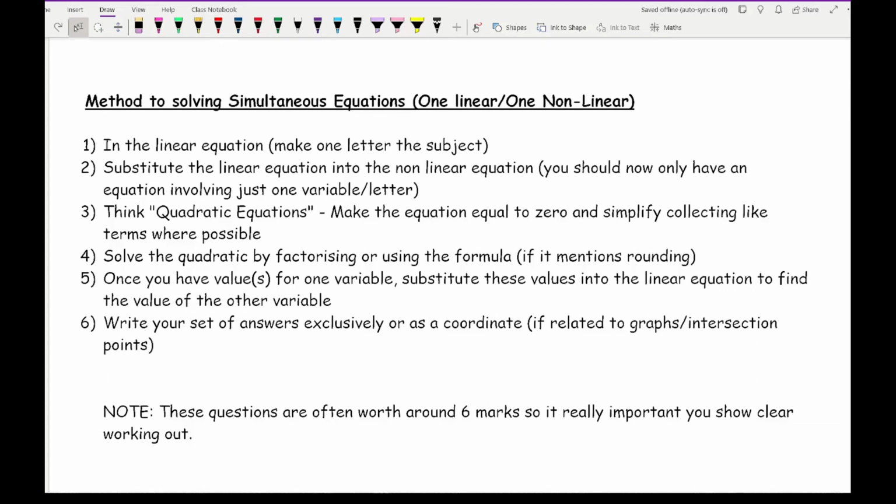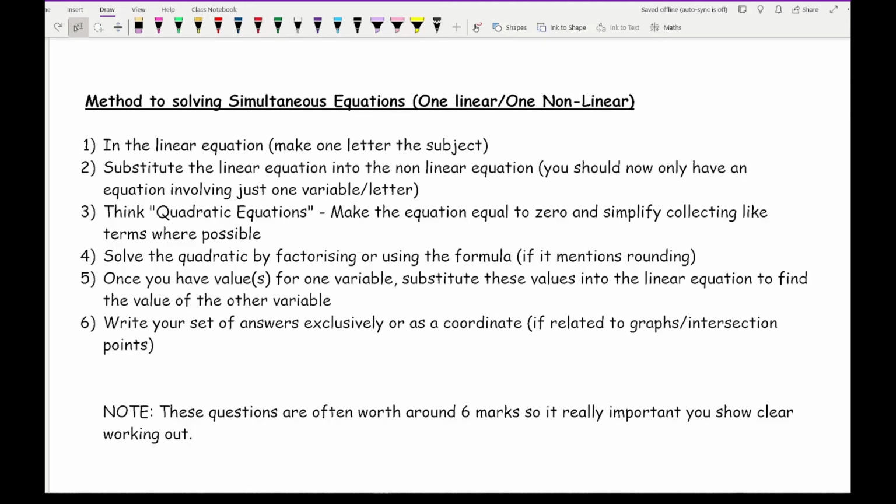Then step 5: once you have the values of one variable, so either x's or y's, you then want to substitute these values into the linear equation. You can substitute into the non-linear, but again, you're just making more work for yourself. By substituting into the linear equation, you can then solve to find out what the respective other variable is going to be. So if you've substituted x values, you then find the y values, and if you substitute the y values, you'll then find out what the x values are.